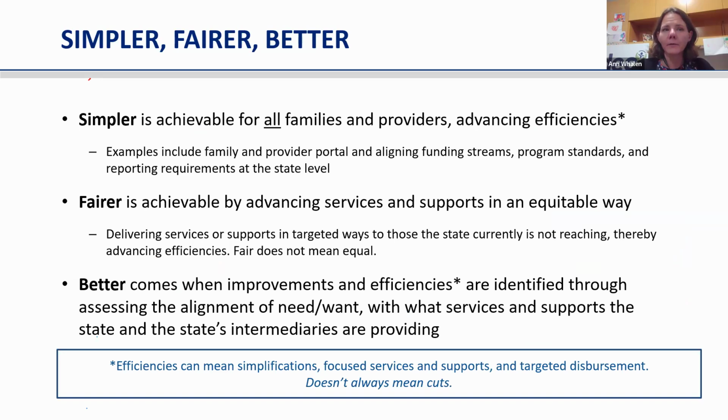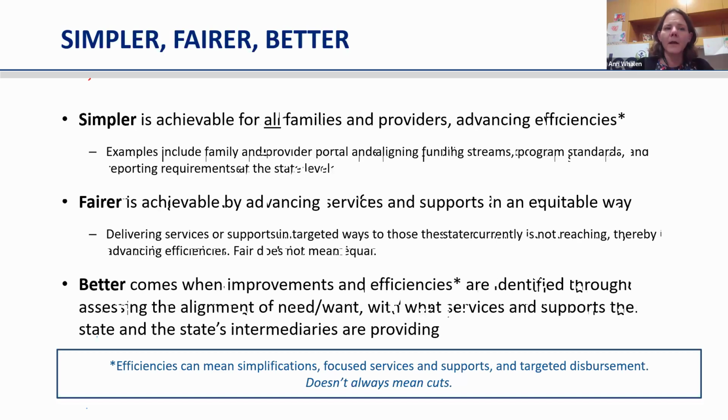We wanted to share a little bit about the simpler, fairer, better. As you saw earlier, this is part of our goal of standing up a new agency, is to make it simpler, fair, and better for families and providers. And by simpler, we mean is achievable for all families and providers, and advancing efficiencies. And I want to be really clear here, by efficiencies, we don't mean cuts. We mean simplifications. We mean reducing burden. We mean making it easier for people to navigate the system and access the services they need. So examples of this includes a family and provider portal, or aligning funding streams, and aligning the reporting requirements. So that's what we mean when we say efficiencies.